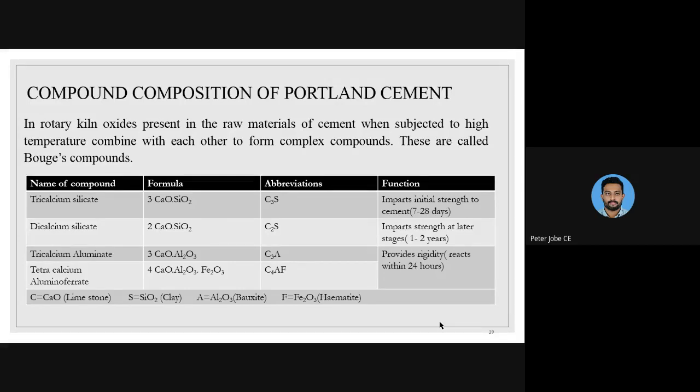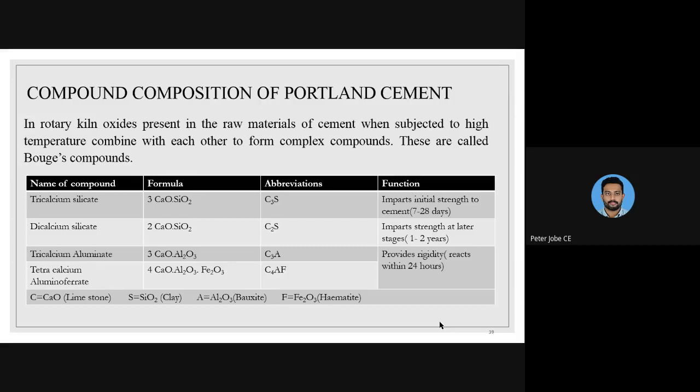At the time when I told you that some clinkers are formed, after the rotary kiln where we mix the raw materials and heat them with fuel, some Bogue compounds will be formed. There are four Bogue compounds, and these are the compounds which will impart strength and initial setting time, all those things. As a result of the mixing between calcium oxide and silica, those Bogue compounds will be formed.